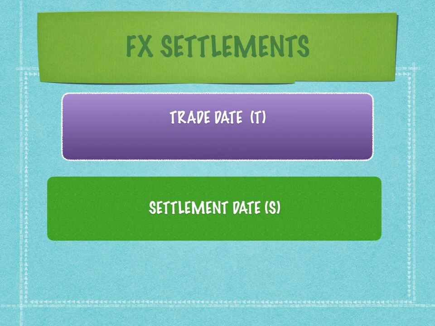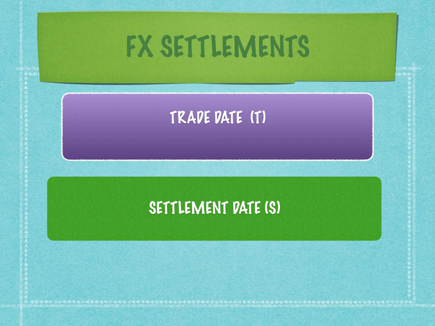So on the trade date, the two banks will enter into a contract. This contract is legally binding on both the parties, wherein they agree to buy or sell a particular currency pair, right? How much of that currency are they going to sell, and what is the rate at which they're going to trade in that currency. So all these three things are determined on the trade date.